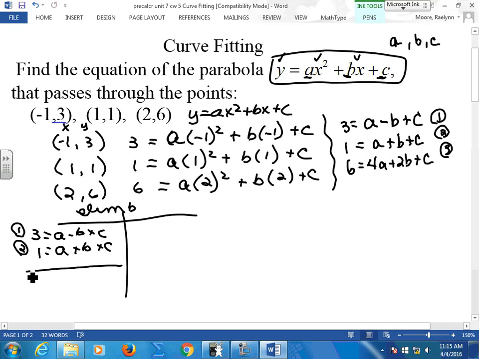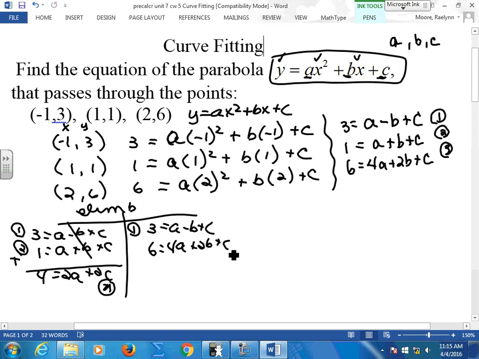Now, what happens when I add these down? I get 4 is equal to 2a. What happens to the b? Good, we eliminated that. Plus 2c. We're going to call this a. And now we've got to eliminate b again. So I like the first one, that's nice and simple. Now we've got to work with the third one. Okay, so take a look and see what we can multiply one of those by.